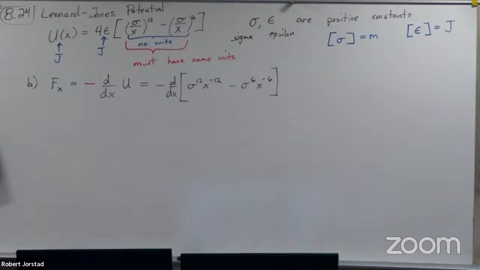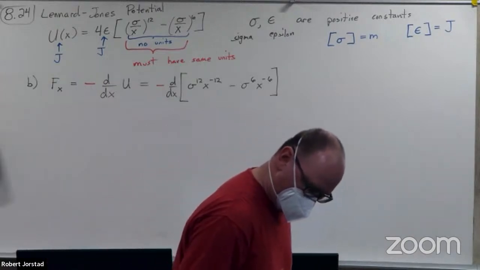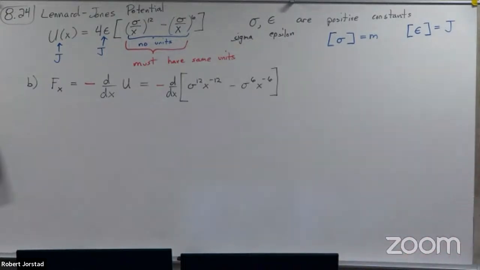Then you clean it up and factor some stuff out and make it look pretty again. And then check the units, right? At the very end. Yeah, something like that. Okay, and then clean it up, factor it out, check the units. Good work. Sigma is a constant, so we just leave the sigma to the 12 and sigma to the 6 lying around.